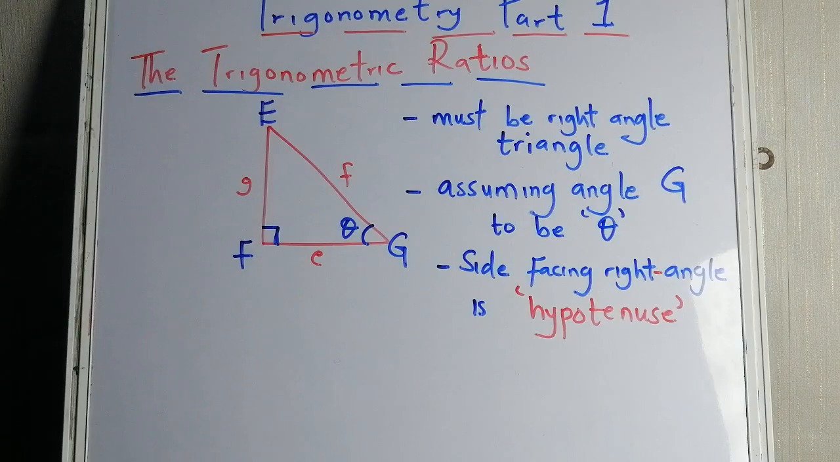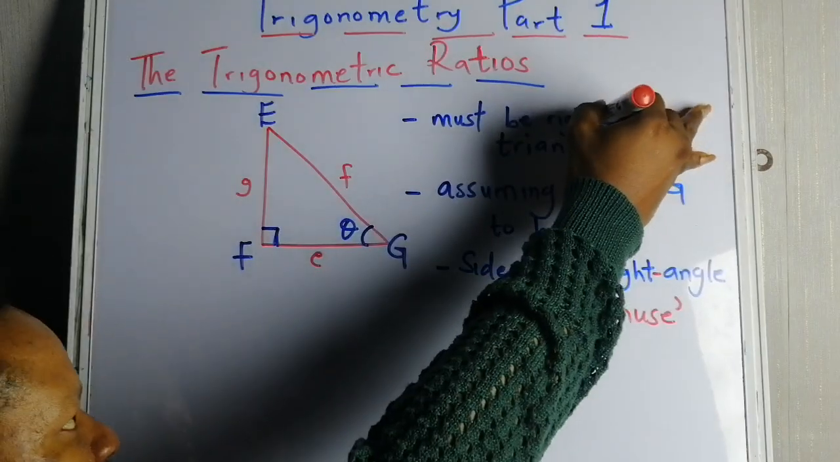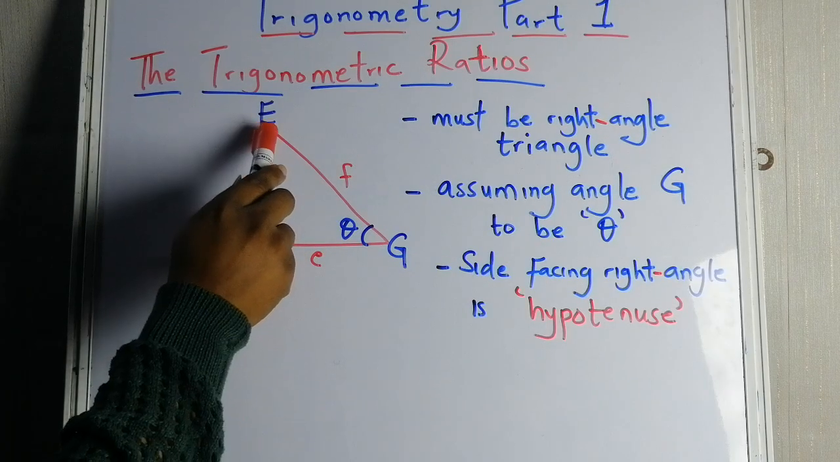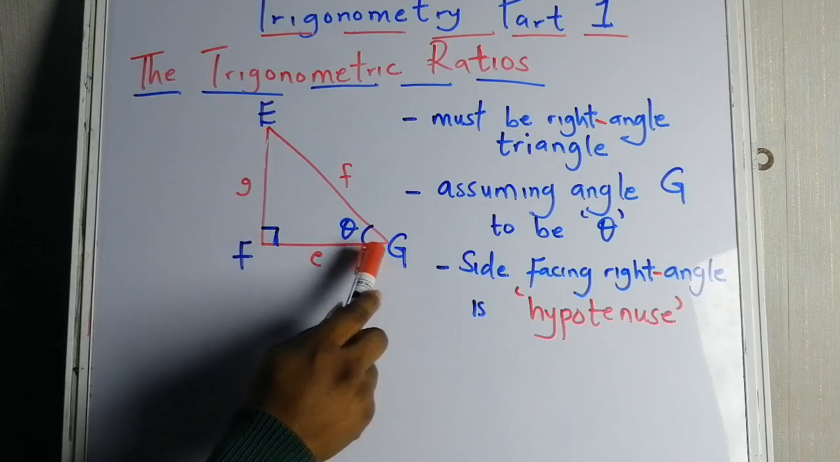From what you can see on the board, we have three conditions before you can generate formulas for the trigonometric ratios. It must be a right angle triangle. This is what we mean by a right angle triangle. Look at this. This is the y-axis. This is the x-axis.